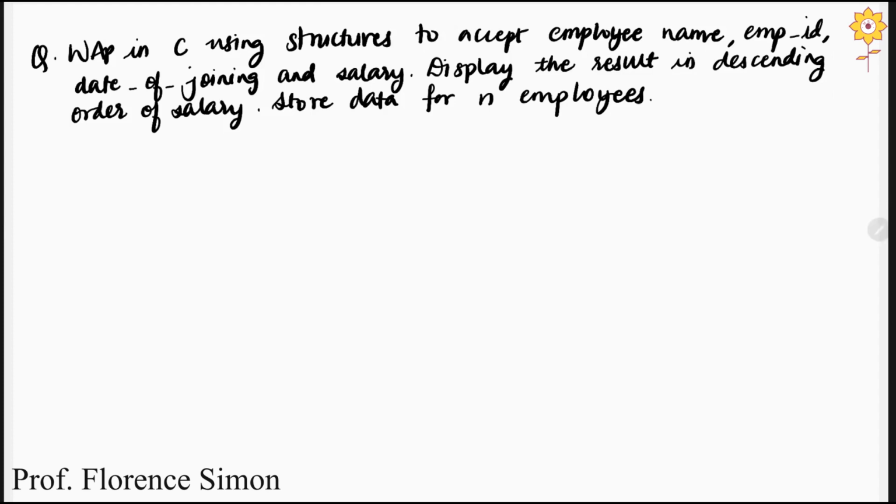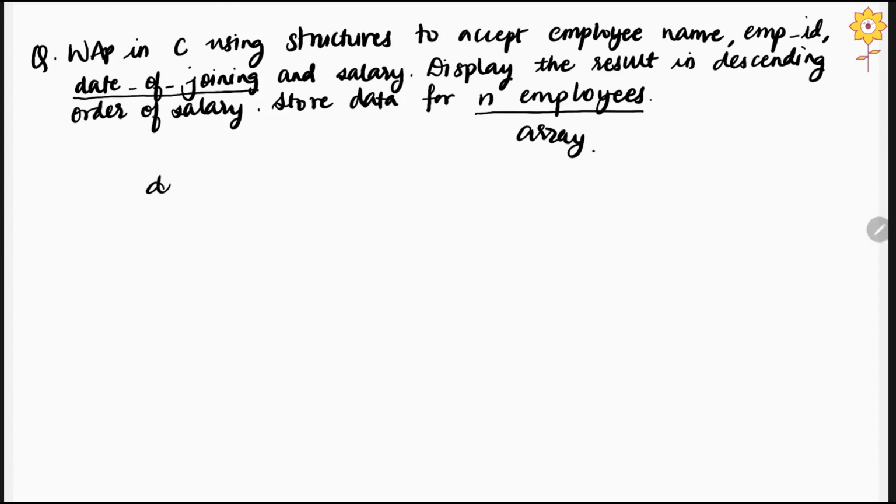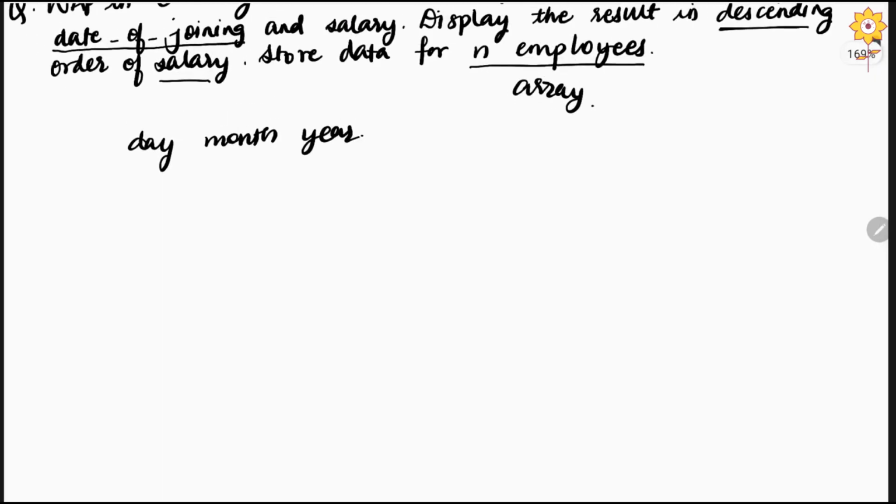So if there are n employees, we will have to use an array of structures, right? And then here we have to take the date of joining. Hence, we'll have to create a nested structure within a structure, right? For the date, because date will have three elements: day, month and year, correct? So we will use a nested structure for that. Then we will have to display the result in descending order of their salary. So let's see how we can write the code for that.